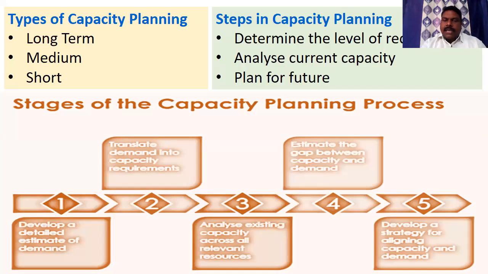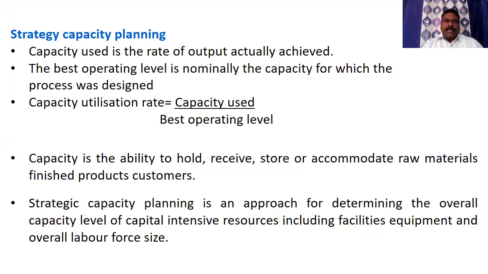Then estimate the gap between the capacity and the demand. Demand we have 10 tons and the capacity we have is only 5 tons. Shall we give outsourcing to others, or take more time and run more shifts? And we develop a strategy for aligning capacity and demand. That is the final stage we'll be doing. These are the stages of the capacity planning process.